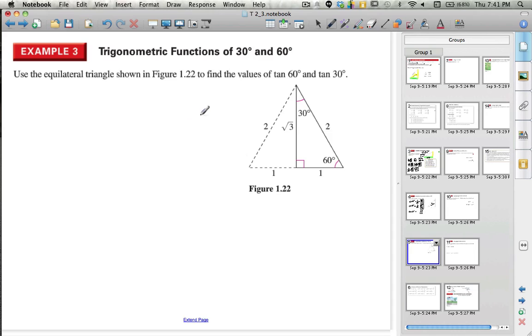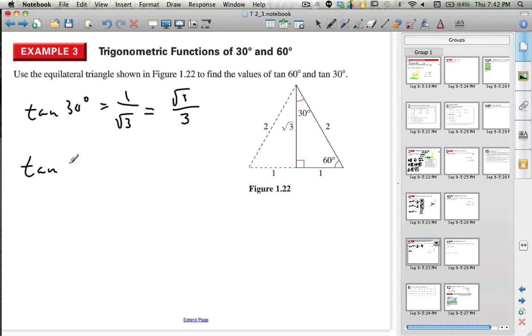When we take a look at this particular triangle, we've got angle 30. If I want to find tangent of 30, it will be opposite over adjacent. And we found that adjacent is root 3. So that's going to be 1 over root 3. And when I rationalize the denominator, I'll have root 3 over 3.